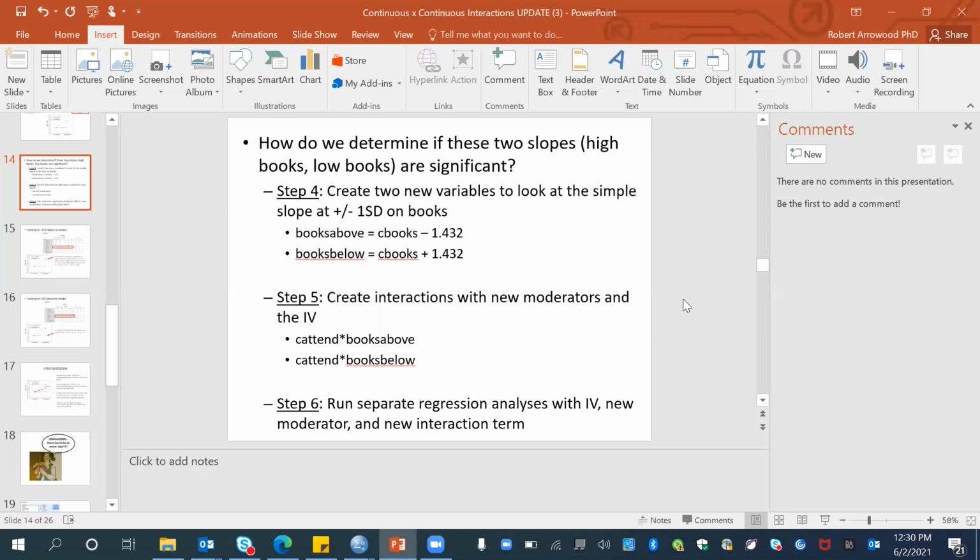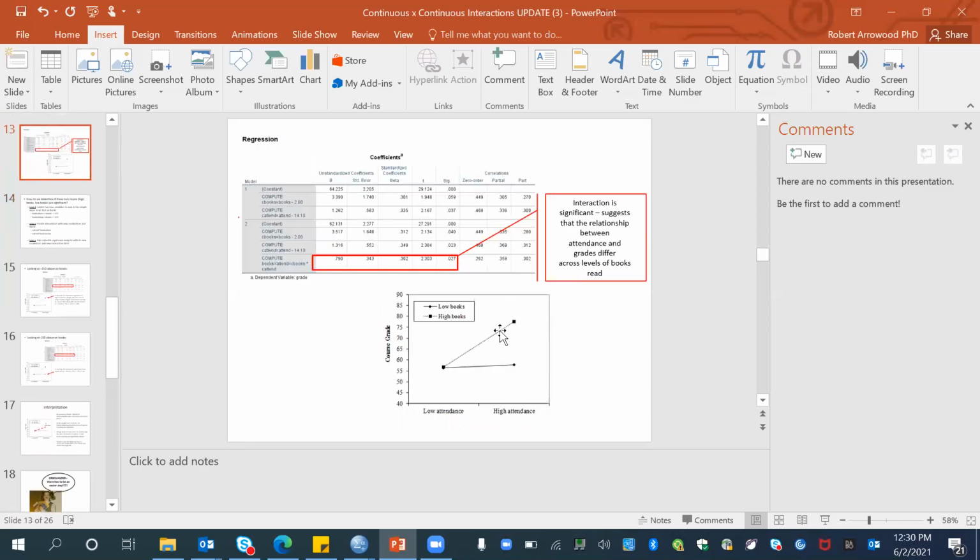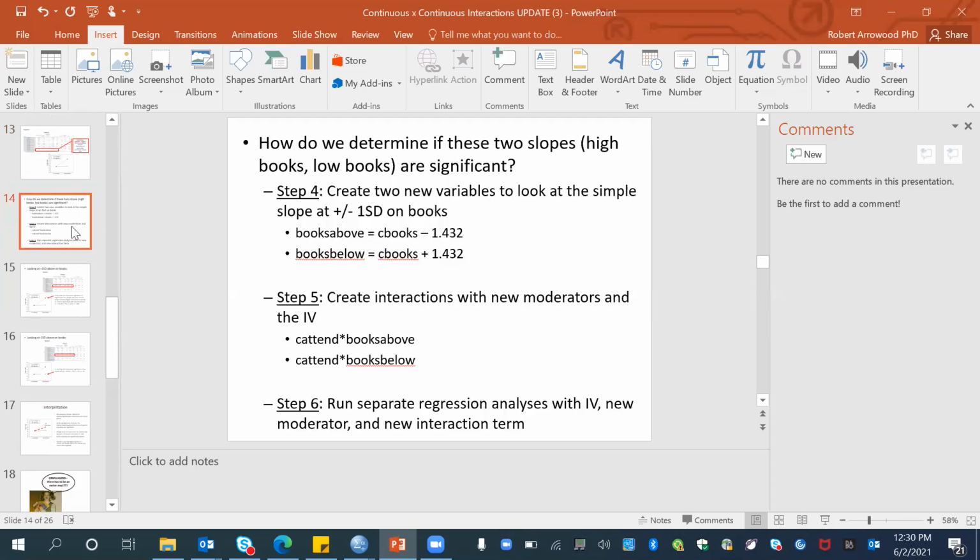In this case, we're just doing simple slopes to unpack these interactions to see, are these differences that we're looking at significantly different? So going back to this plot, is this difference significant? Is this line significant? Is this line significant? And is this difference significant? So that's what this simple slope analysis is going to do. So step 4, we're just going to create two new variables to look at the simple slopes with plus and minus standard deviations on books. And I'm also going to do it on attendance in just a minute, but we're just going to start with books.